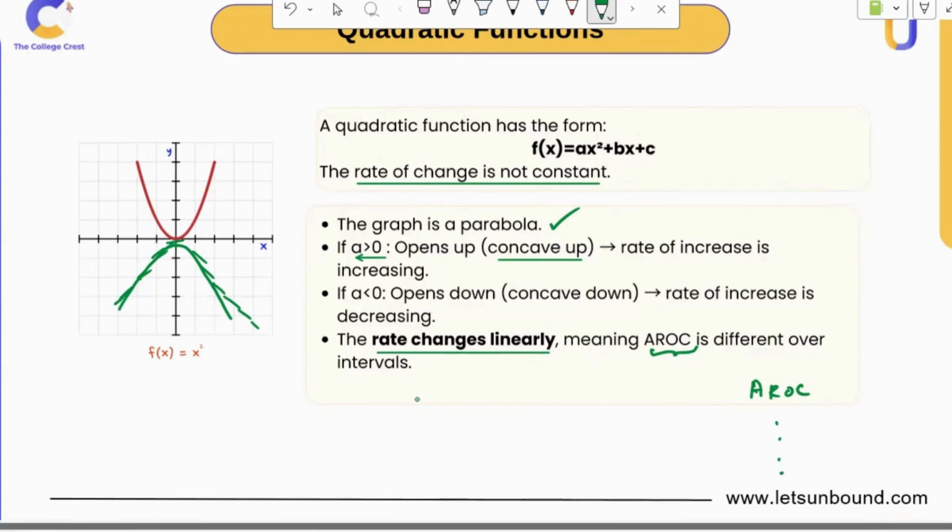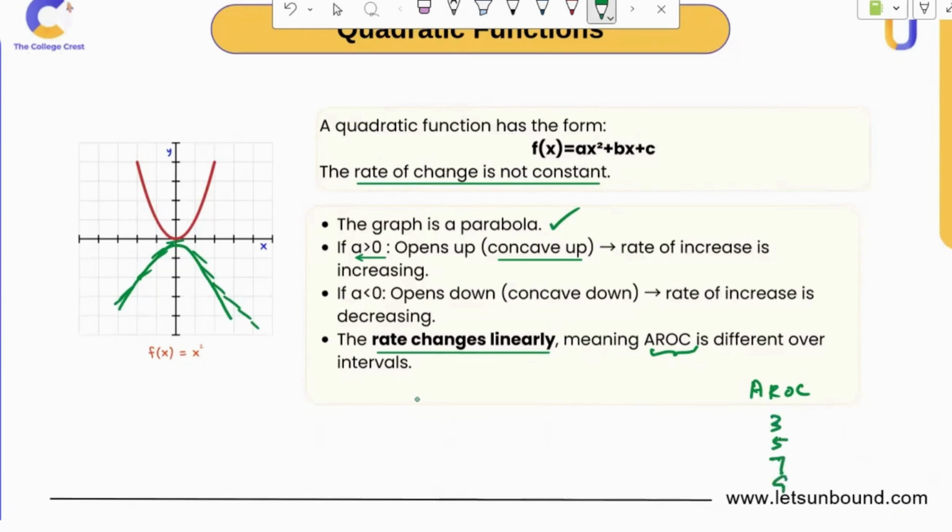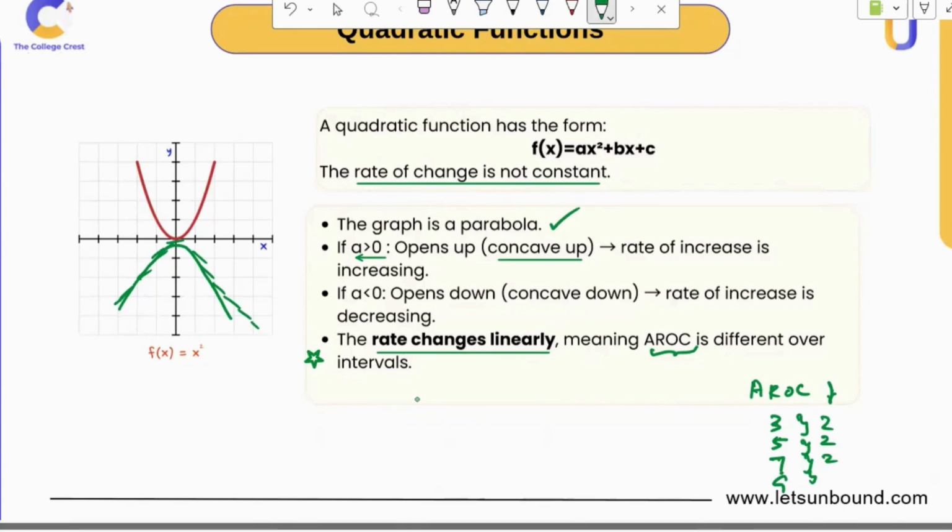For example, if your AROC is 3, 5, 7, 9, so the way the average rate of change differs is the same. They differ by 2. So this is what they say, rate changes linearly, right? This is the important point and we will get easily confused here. So take time, pause the video and understand this.